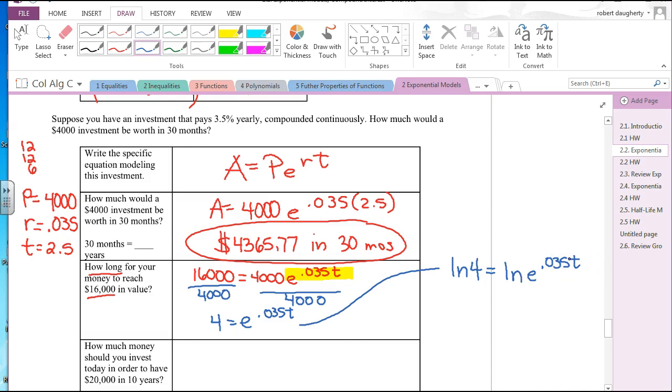And you got to look at the right side. What's the natural log of e to the 0.035 t? What is it? 0.035 t. That's the reason we did this, okay? So the log of 4 is equal to 0.035 t. What is keeping me from having t equals? So I need to do what? Divide everything by what? 0.035. So t is equal to the natural log of 4 divided by 0.035.